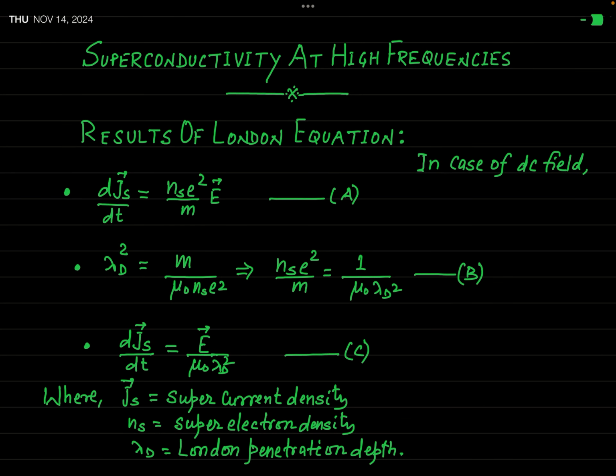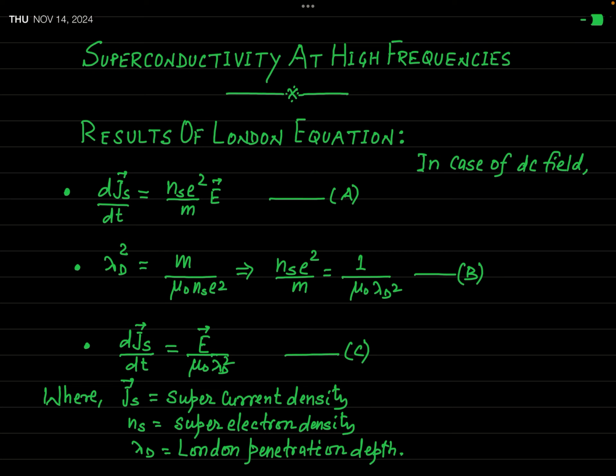In the previous lecture, we have discussed in detail the London equations and the penetration depth. In other words, you can say we have discussed the electrodynamics of superconductors. But our discussion was limited to the fields which do not vary alternately with time. We have considered the DC field.